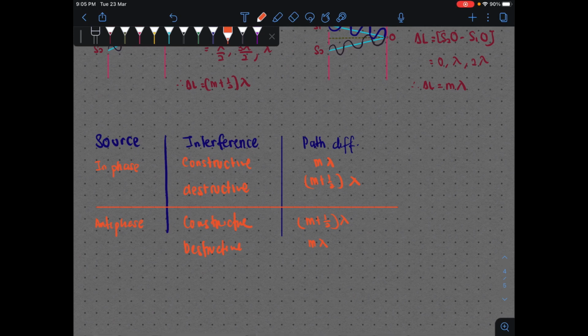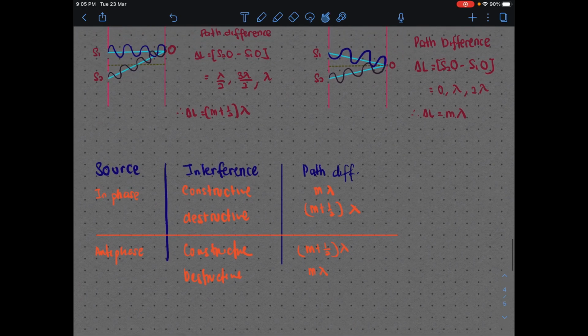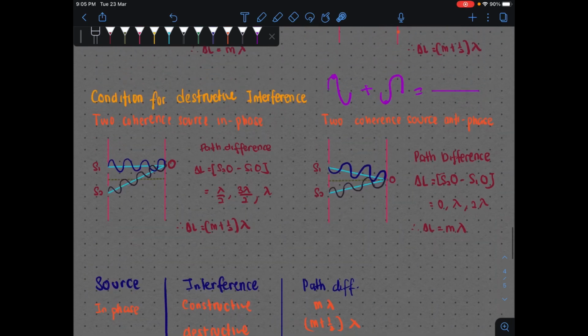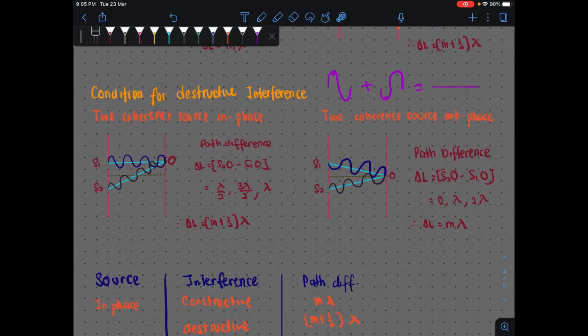So mereka terbalik. So tak payahlah hafal banyak-banyak, hafal satu je. Untuk in phase, hafal in phase dekat sini. Constructive m lambda, destructive m plus half lambda. Kalau dia antiphase, dia terbalik sahaja. Constructive jadi m plus half, destructive jadi m lambda. Alright. Okay, itu sahaja untuk 8.1.